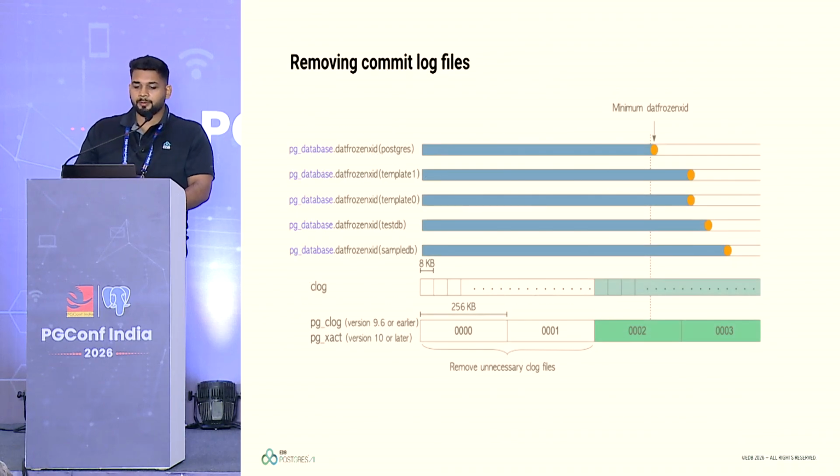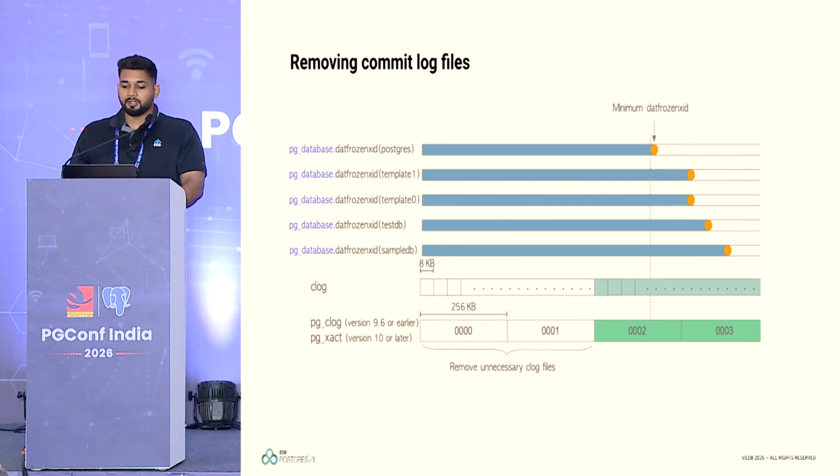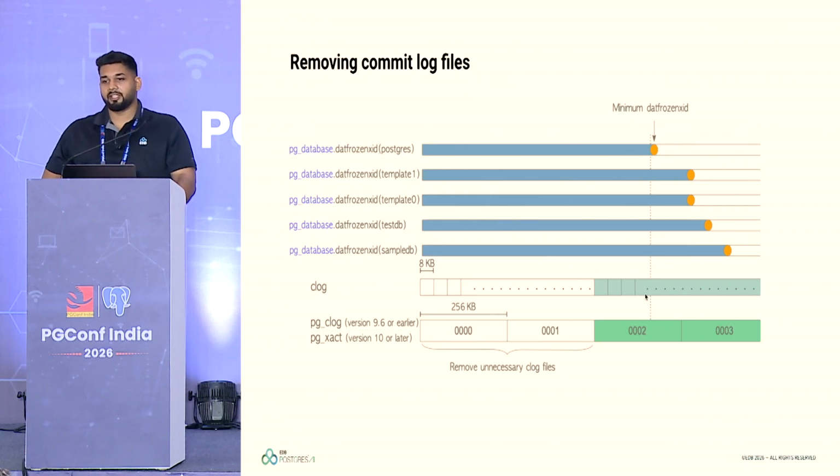The removal of these commit log files, again, these commit log files are tracked based on the age of a particular transaction. So as you can see on this slide, there are 5 different databases, each of which have a minimum transaction ID which is known to be frozen. So when you do the minimum of all such databases available in your cluster, you come to know that this is the particular point beyond which I don't need the commit logs to be tracked, and they can now be removed safely from the disk.